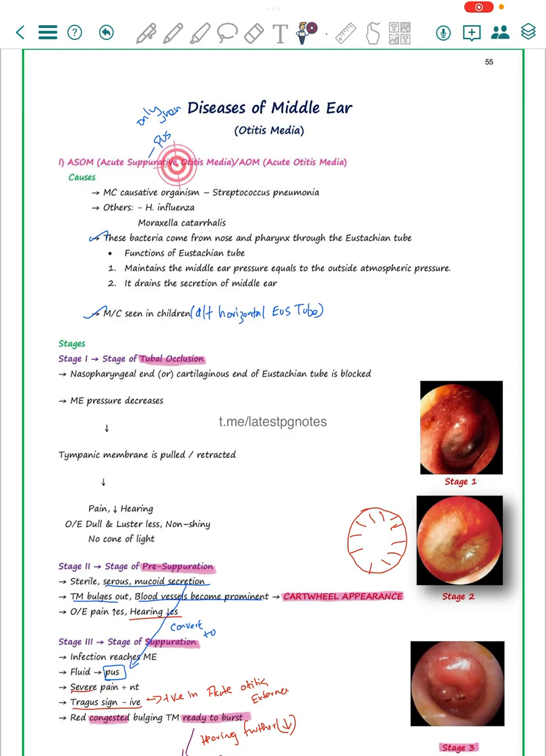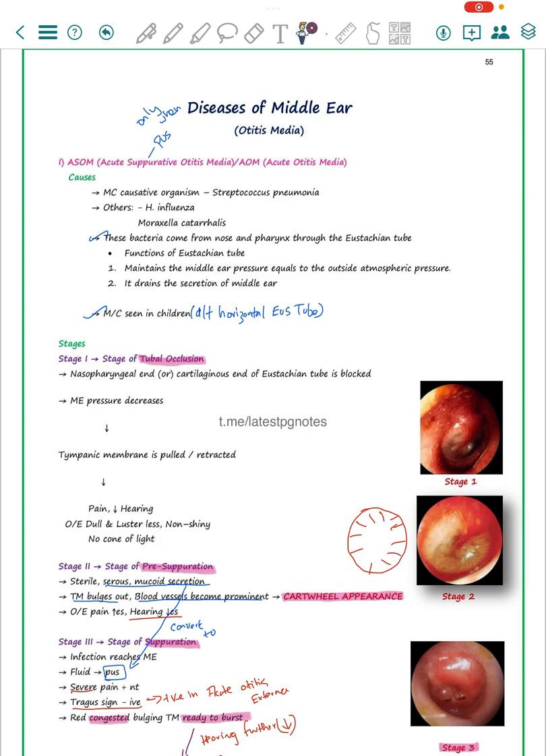Especially, this word suppurative should be used only when there is a production of pus. At other times, when there is no pus, it should be called acute otitis media. The causative organism most commonly is Streptococcus pneumoniae. You can remember the mnemonic as MOPS in Streptococcus pneumoniae, where the O stands for otitis media. Then other organisms like Haemophilus influenzae and Moraxella also cause acute otitis media.